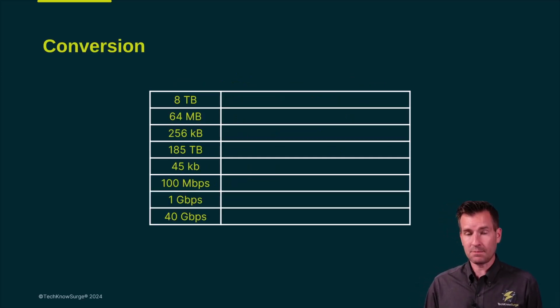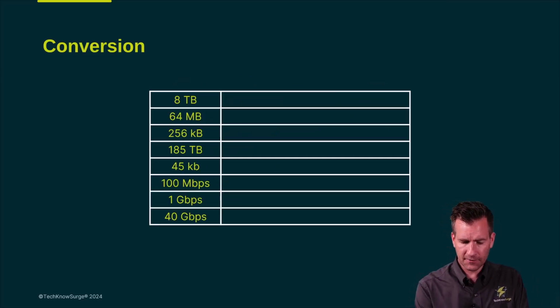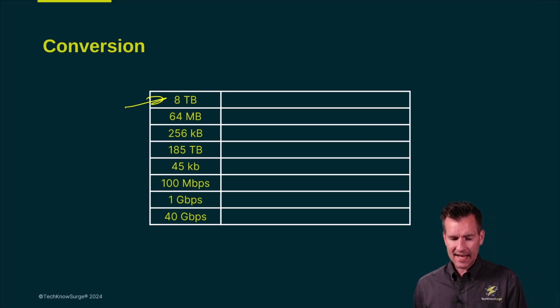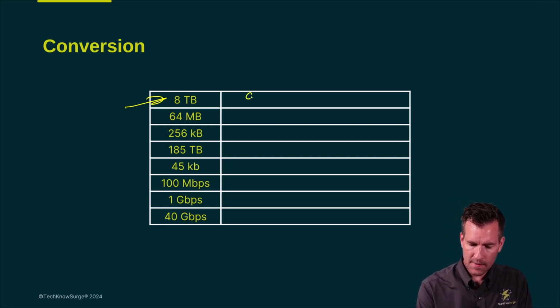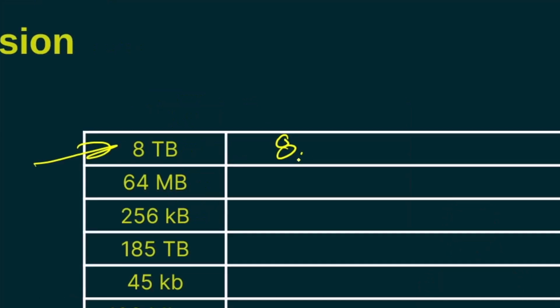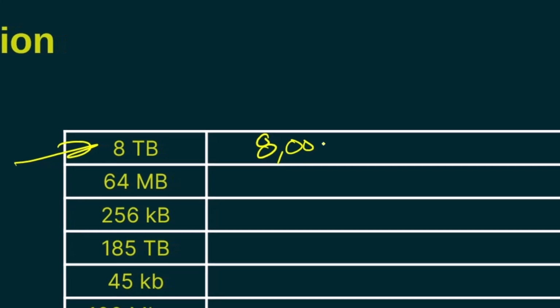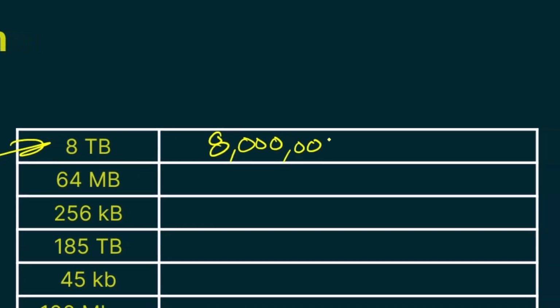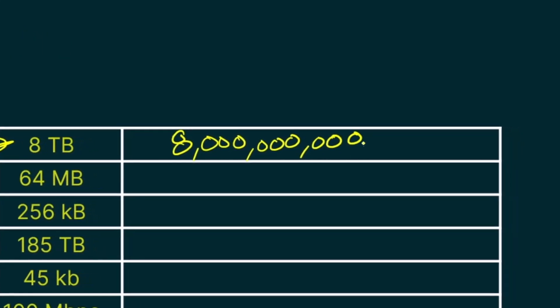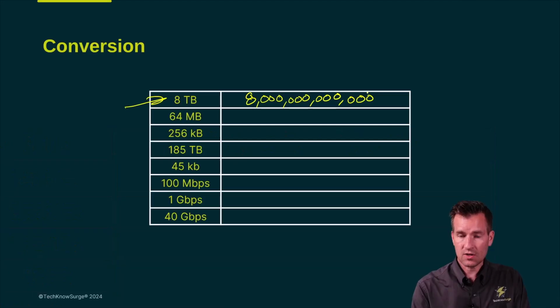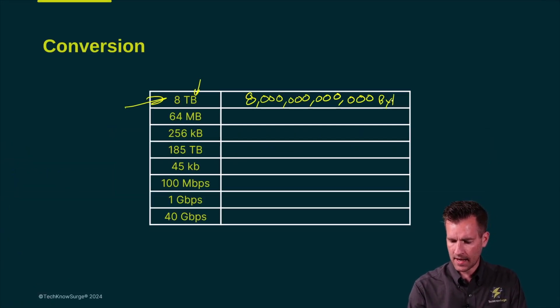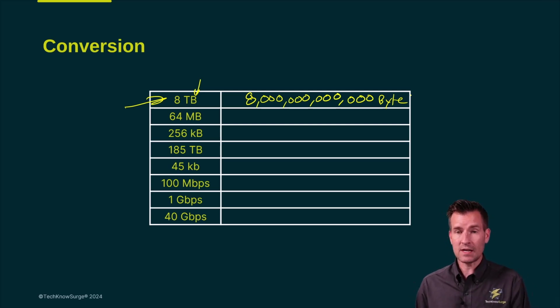So let's actually apply this. What does this look like? For the first one here, we have 8 terabytes. That would be 8 trillion. So if I were to write this out, it'd be 8, and this would be 1,000, this would be million, this would be billion, and then trillion. And it's a byte, so we're going to say byte right here. So that's how we would come up with this.